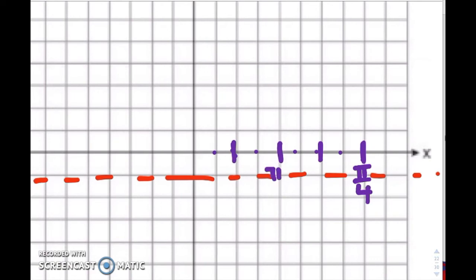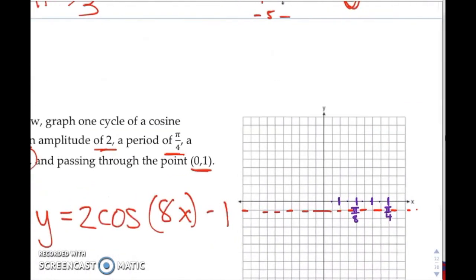And then, I mean, you could keep dividing this. This would be pi over 8, right? Half of a fourth. And then you could keep going from there. But that should be your basic setup.